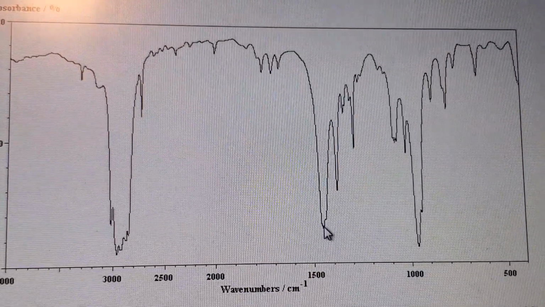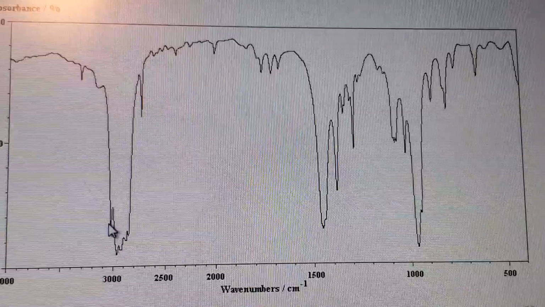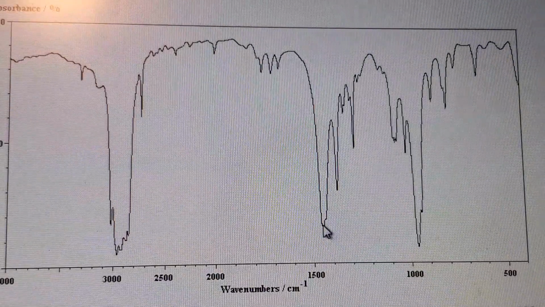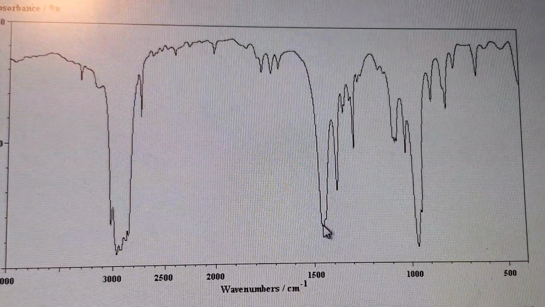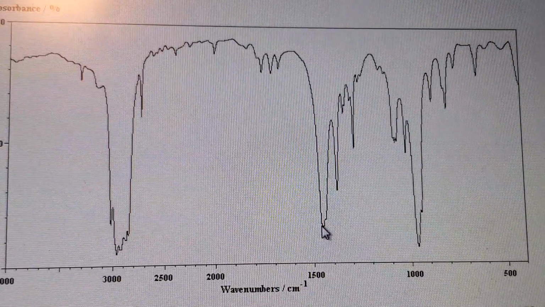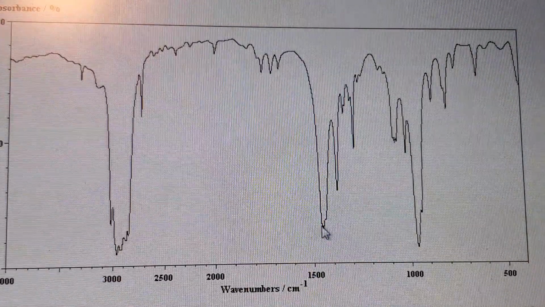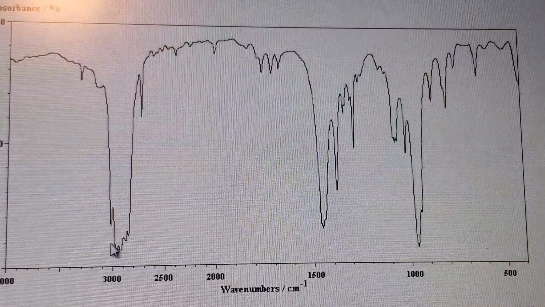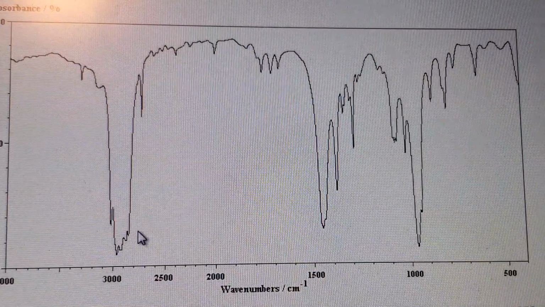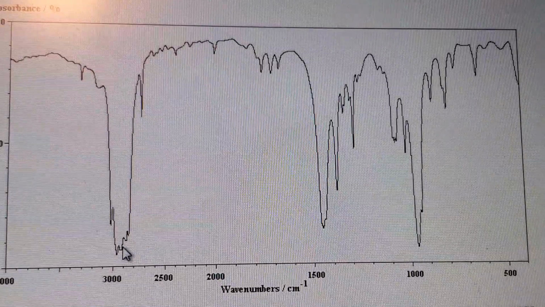And combining the fact that you have this signal over 3000 corresponding to sp2 carbon holding hydrogen, that's stretching vibration, and you have a double bond carbon signal, you can assume that you actually have an alkene with a hydrogen on it, and you have a lot of sp3 carbon hydrogen signals here going on. So pretty much we can say we have an alkene.